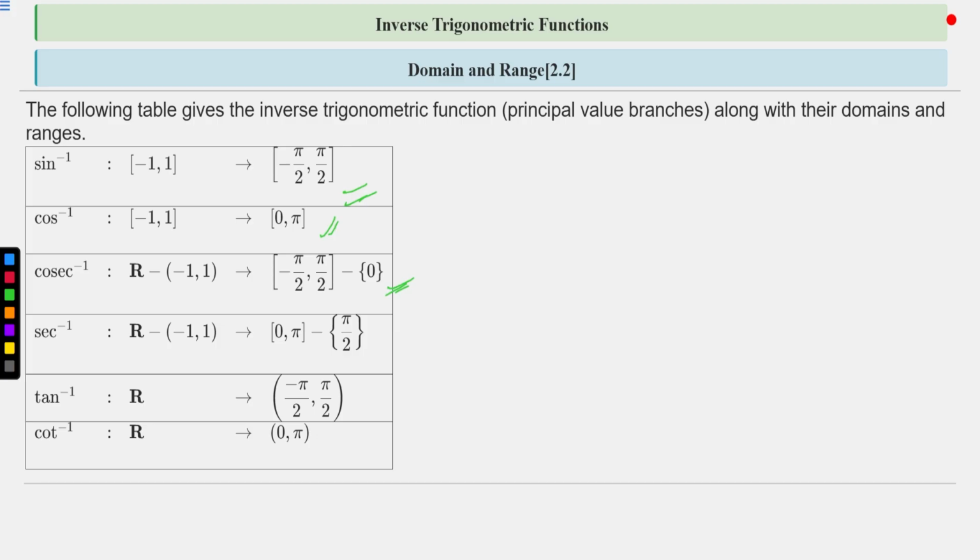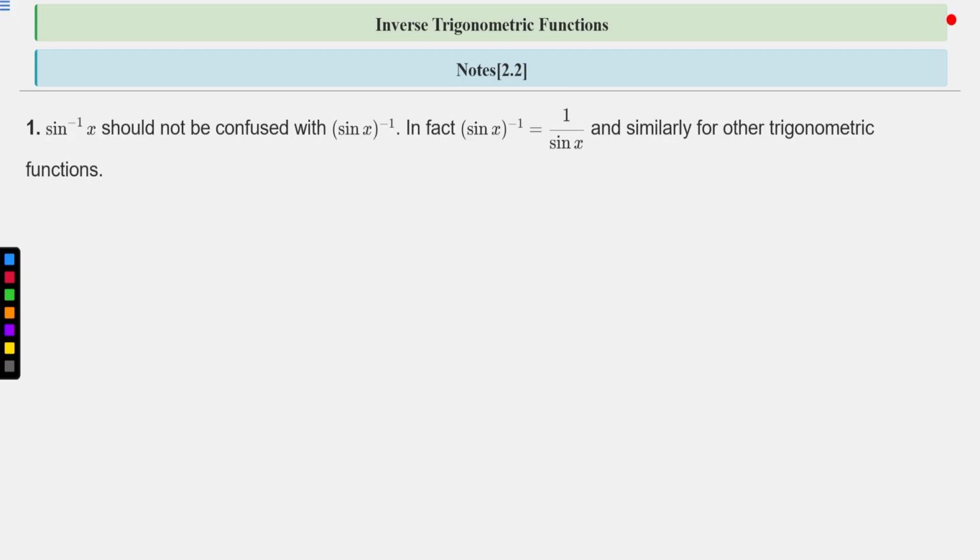Now for tan inverse, the domain is all real values and the range is -π/2 to π/2, right? For cot inverse also, the domain is all real values and the range is 0 to π. Got it? Let us move to the next slide. We have some note points you can remember.